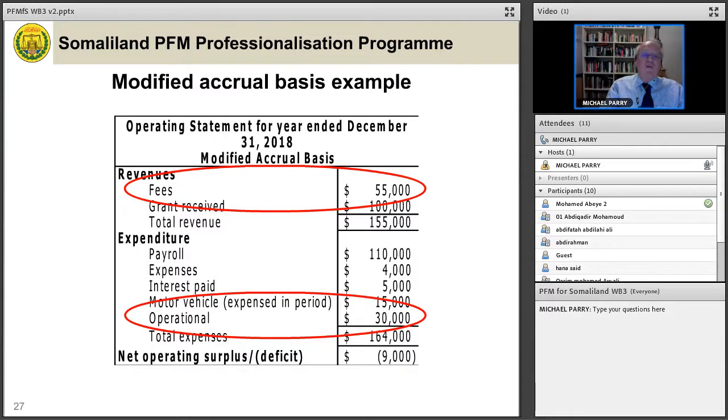It's a move from a cash basis to an accrual basis. However, notice that the motor vehicle is still fully expensed in the period. We're not using anything like depreciation under modified accrual, so if you buy a fixed asset, the whole of the cost of that will show as an expense item in the period.